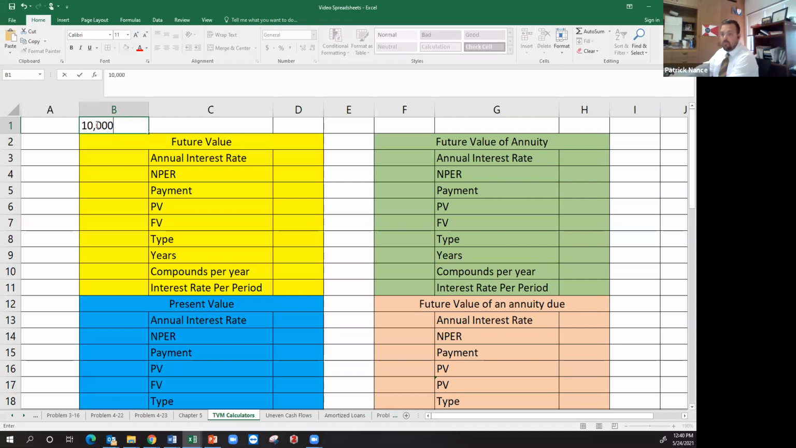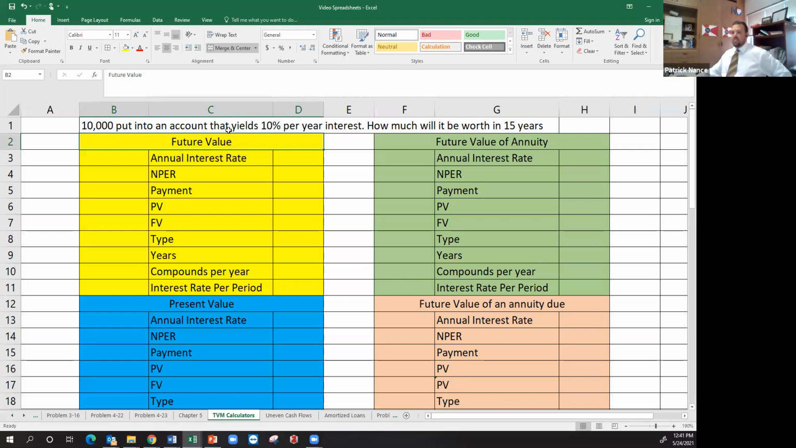So for example, for this first example, let's say that I have $10,000 that I'm going to put into an account that yields 10% per year interest. And I want to know how much will it be worth in 15 years? Now, I can't just take 15 times 10% times 10,000 because interest will compound upon interest.